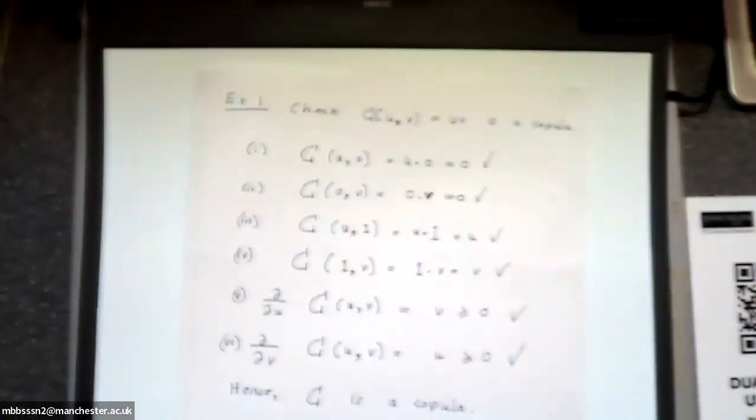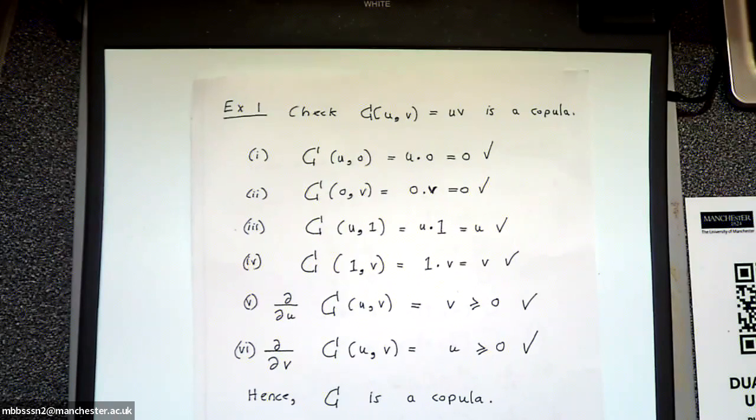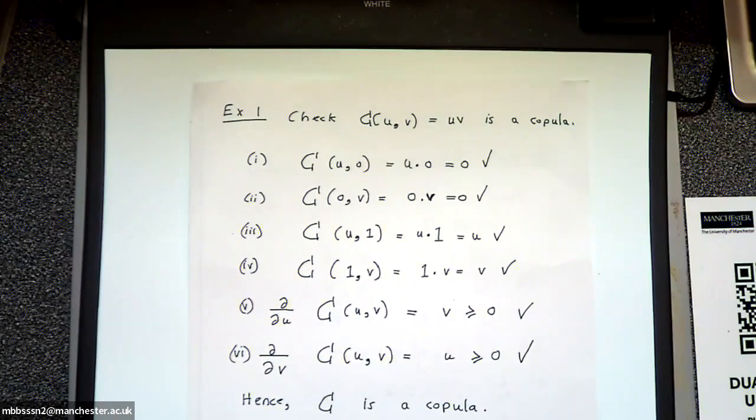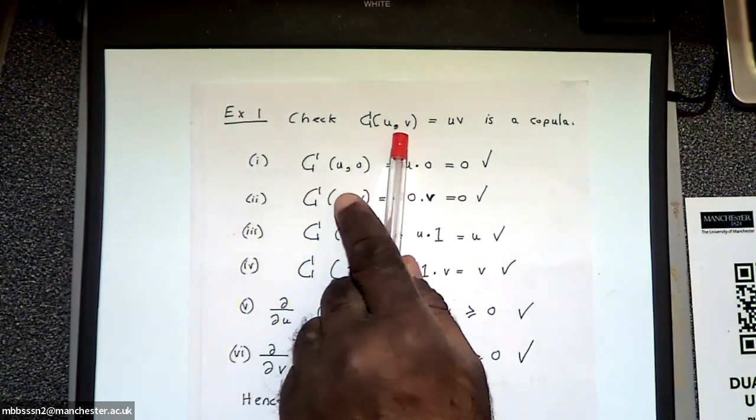I did some examples. I hope you looked at this example. I mean, this is a trivial example. This is the independence copula, you may recall, right?